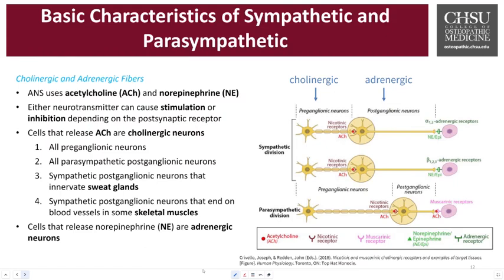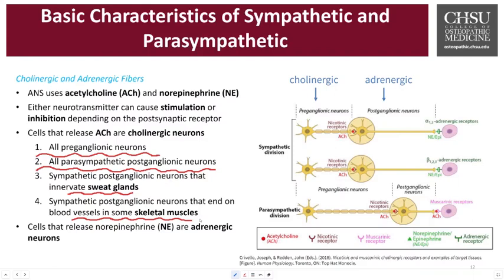The cells that release acetylcholine are considered cholinergic neurons, and there are four places where you can find them. Number one, in all the preganglionic neurons, which release acetylcholine. They are also found in all the parasympathetic postganglionic neurons. The exception is in the sympathetic division, but only in the neurons that innervate the sweat glands, and the neurons that innervate the blood vessels and some of the skeletal muscle. Those are the only two places where the sympathetic division relies on acetylcholine.